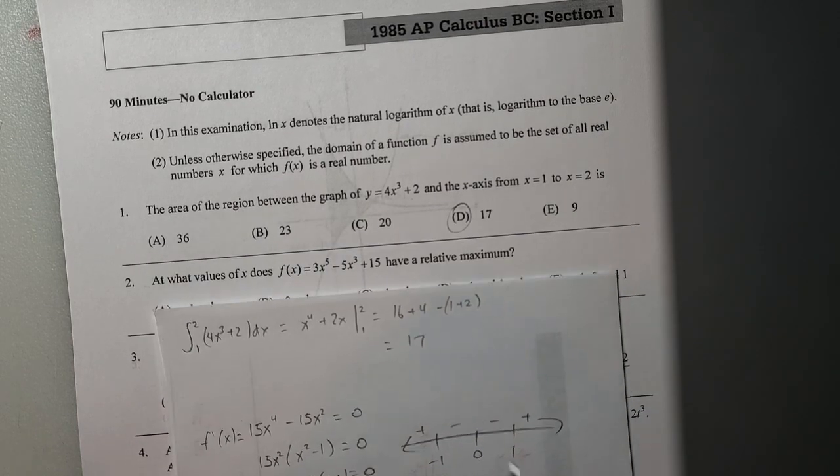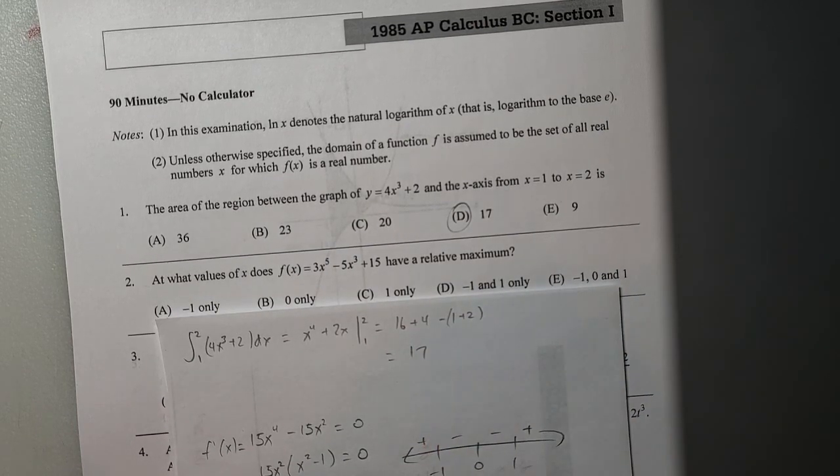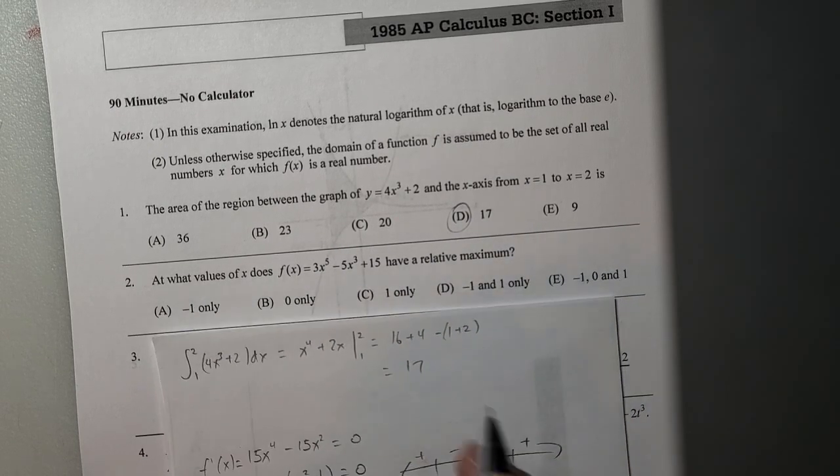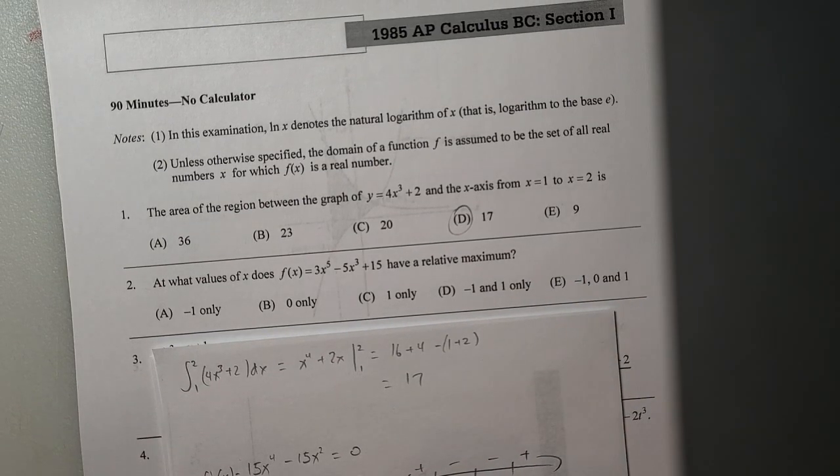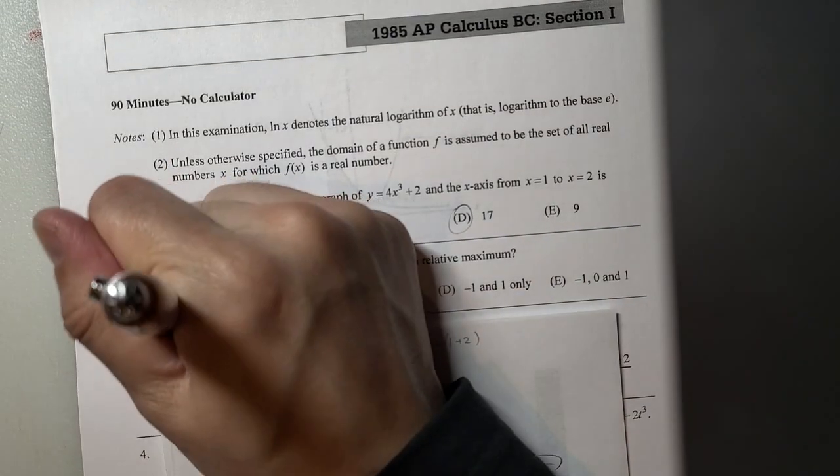So what is it asking? It's asking whether there's a relative max. That's when the derivative changes from positive to negative. That's at x equals negative 1. Let me double check that's the answer. Yes, negative 1 only.